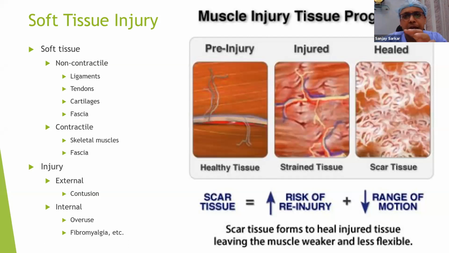Just as a know-how, let me introduce you to this picture. As you can see, it's pre-injured to healthy tissues, but unfortunately in the healthy tissues, this white fibrous thing is nothing but scar tissue. And what does scar tissue do? It reduces range of motion and thereby it increases risk of re-injury. How does it increase risk of re-injury?